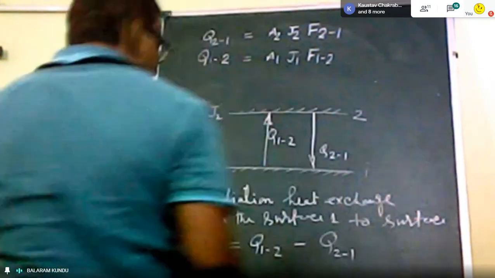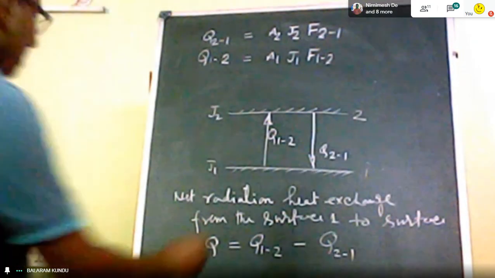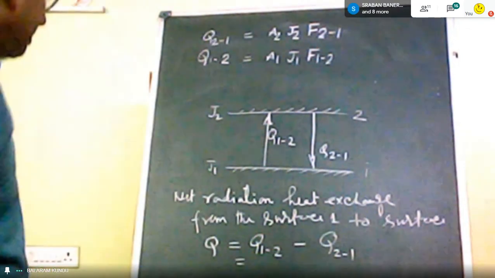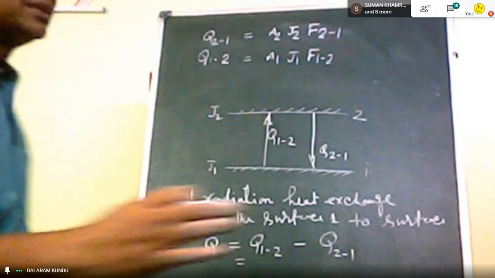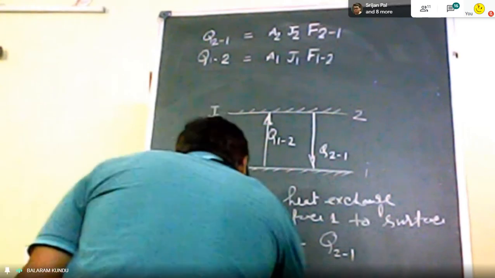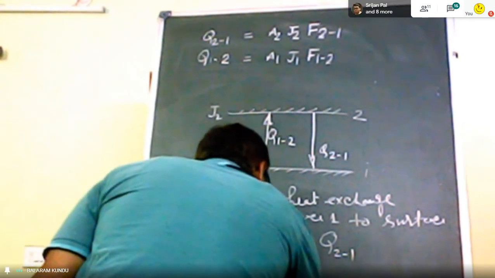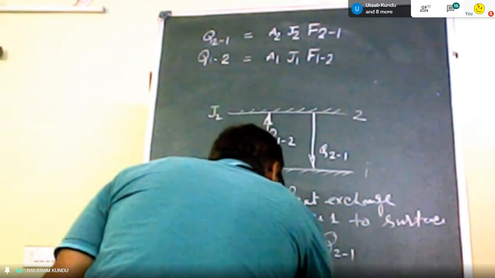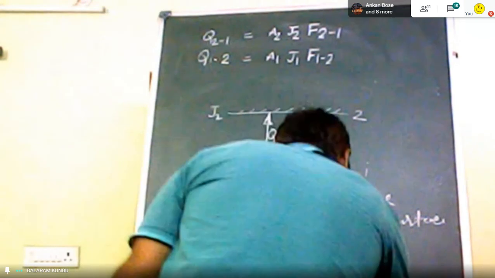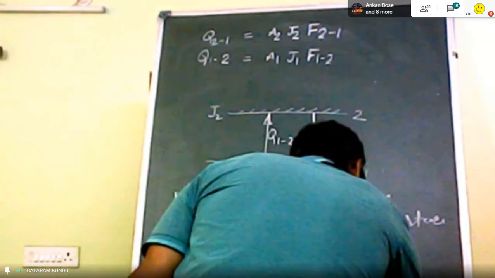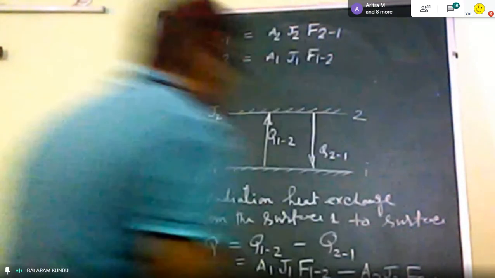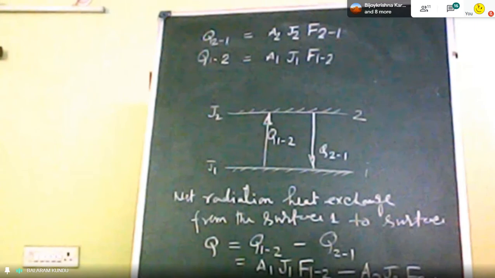So that should be equal to here, Q equal to the mathematical expression. Q12 means A1 into J1 into the view factor F12, minus area A2 into J2 into the view factor F21. So that is your Q.